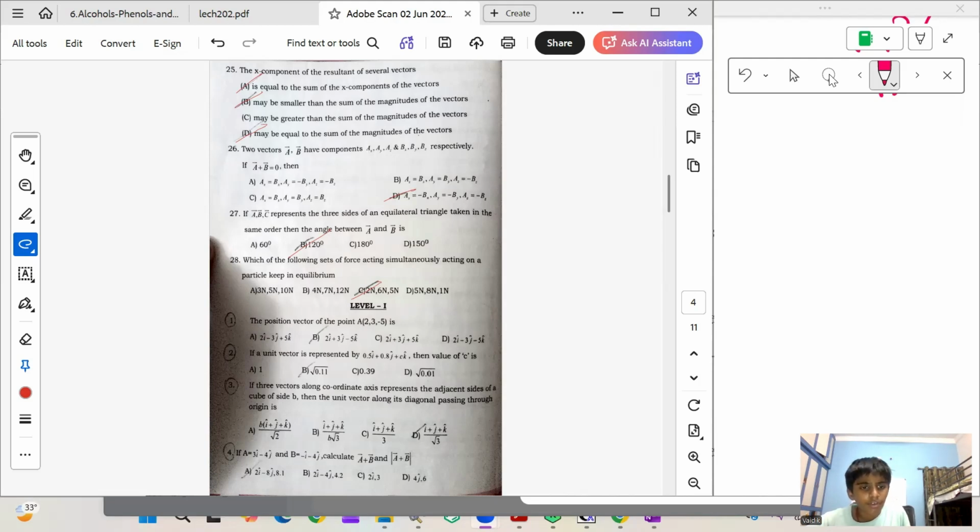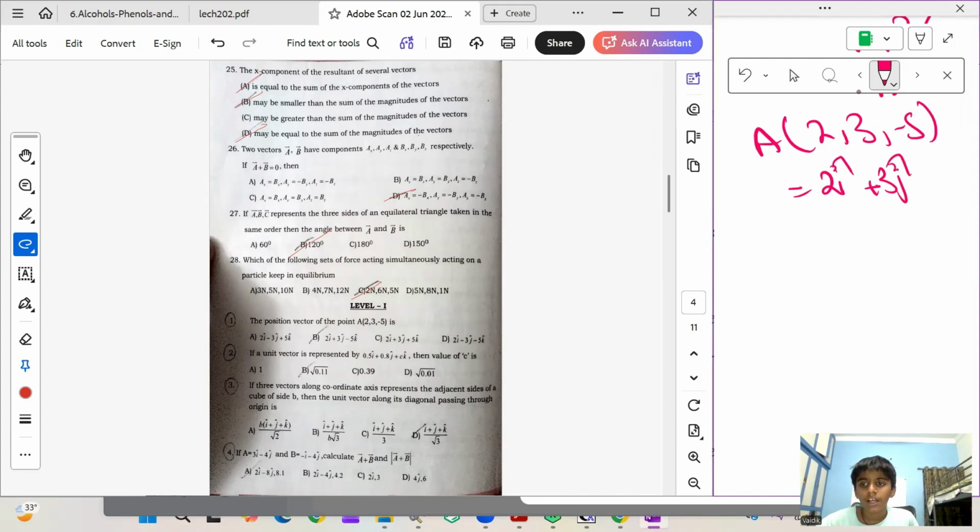Now the first question. The position vector of the point A (2, 3, -5) would be 2i cap plus 3j cap minus 5k cap.